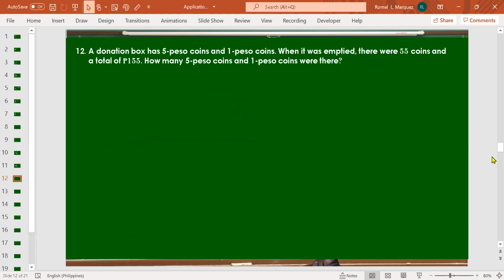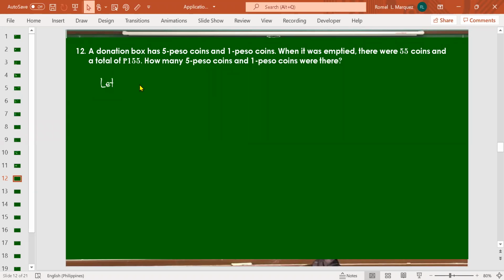What about this? A donation box has 5 peso coins and 1 peso coins. When it was emptied, there were 55 coins and a total of 155. How many 5 peso coins and 1 peso coins were there? Anong binuksan daw? Ano ang mga nakuha? 55 coins, 5 peso coin at 1 peso coin, no?